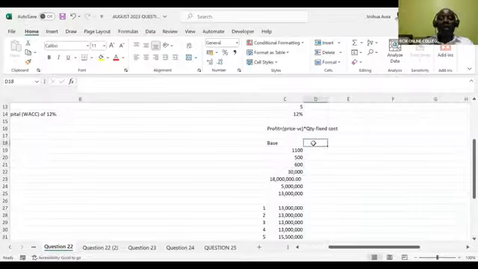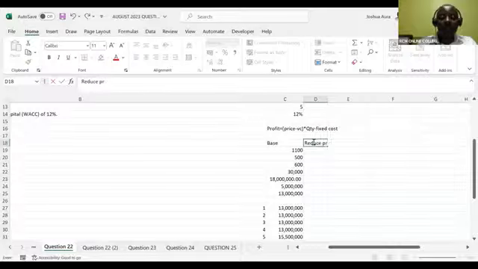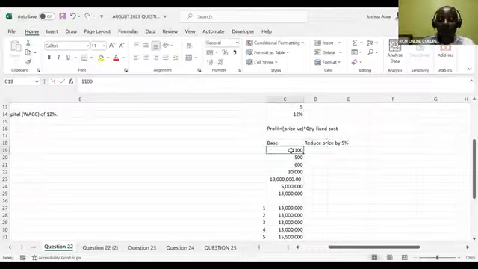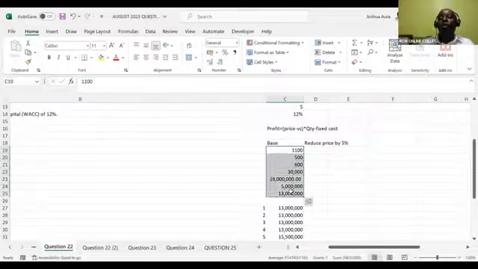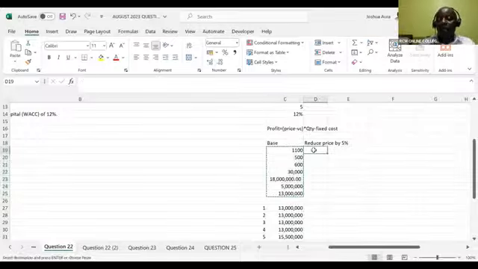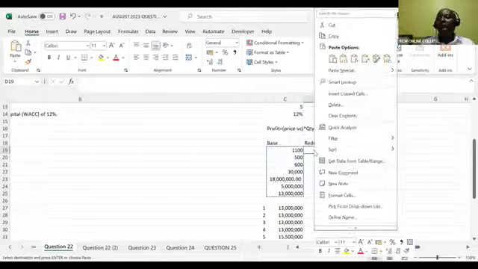I'll come here, and then I say reduce price by 5%, like that. So the first thing that I'll do is to come and copy my base. You copy your base up to the profit, so Control C. And then you come and put your cursor here. You right click. And then you are copying the function with the formulas.